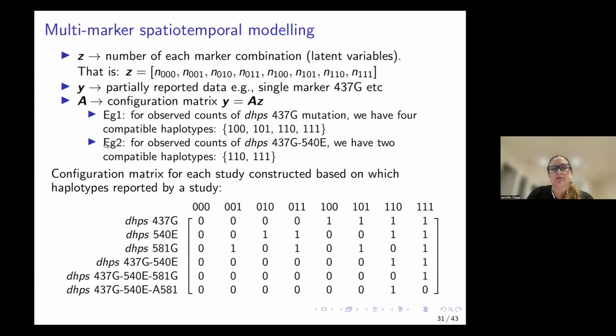And so a configuration matrix for each study has to be constructed. So if you went and did a collection on all of these types of data, you would have to construct your A matrix or your configuration matrix based on what that data is, with ones and zeros based on what's compatible with that data set and what isn't.